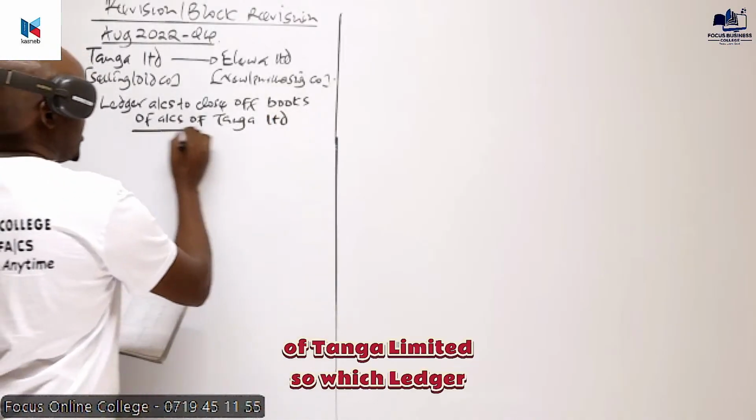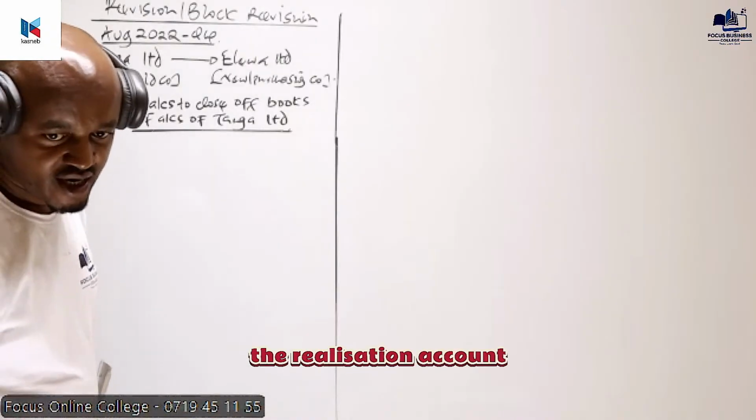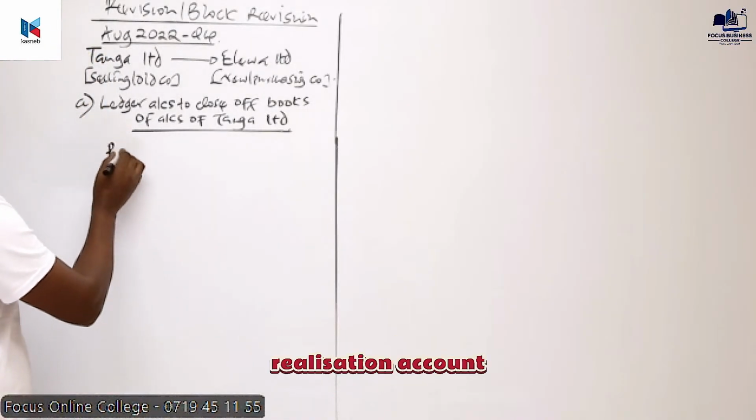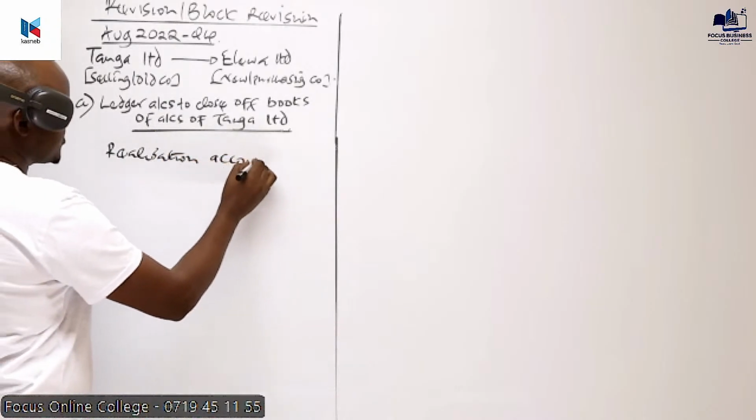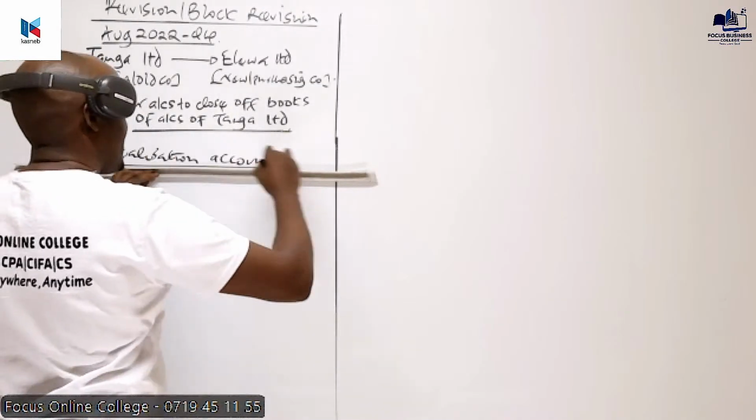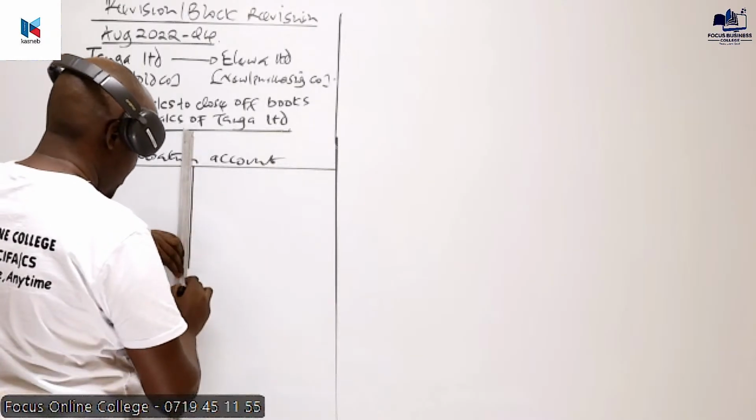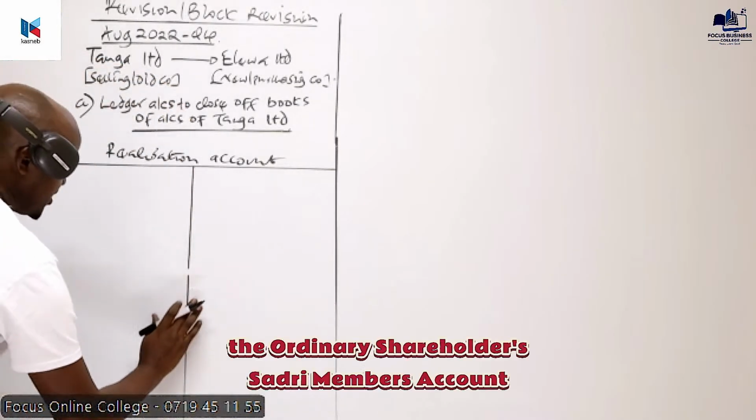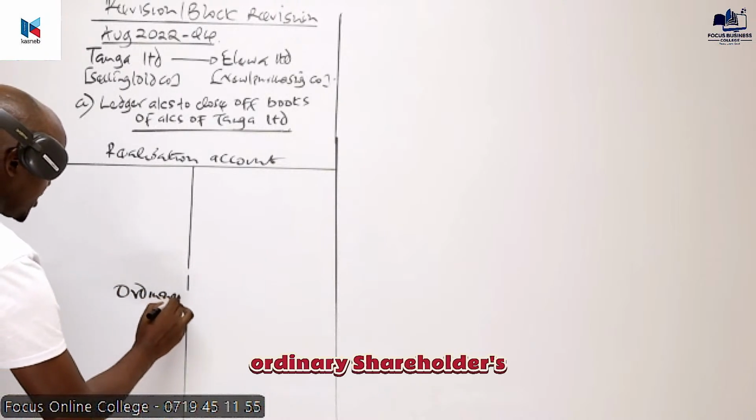So which ledger accounts do we prepare? The ones which are listed there. We're going to start with the realization account. Then from there, we will prepare the other ledger account, which is called the ordinary shareholders' members account.